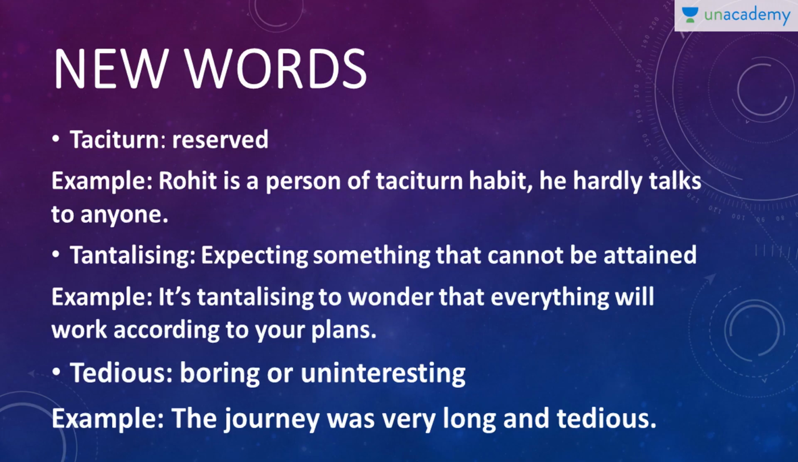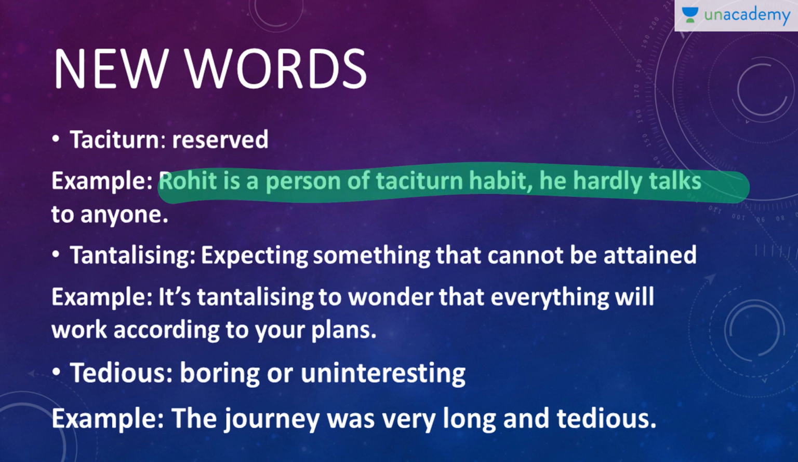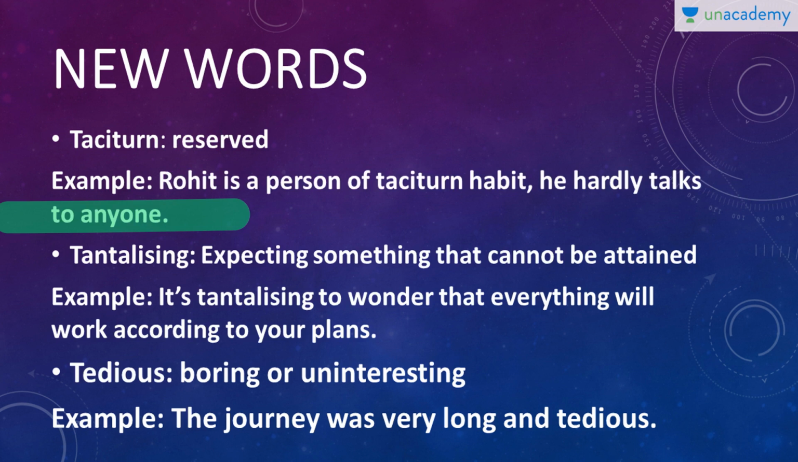So, the first word that we have is taciturn, which means of reserved nature. Example, Rohit is a person of taciturn habit. He hardly talks to anyone. So it means Rohit is a person of reserved nature. He hardly talks to anyone.